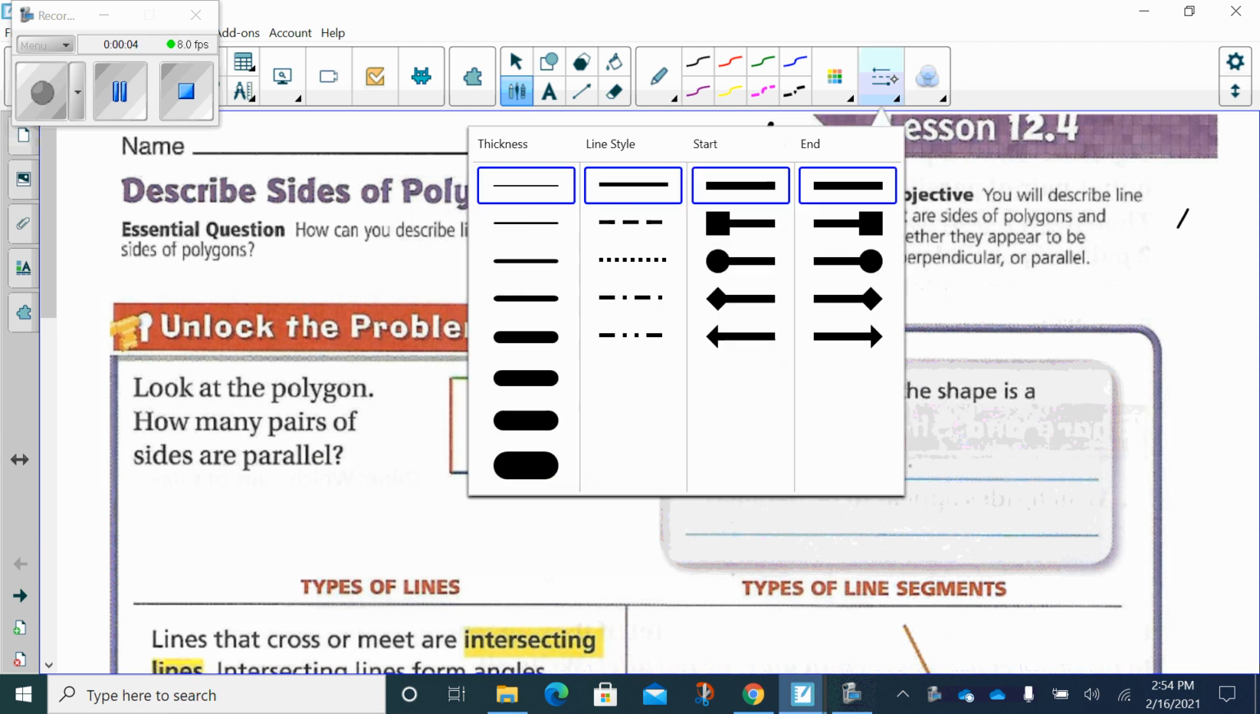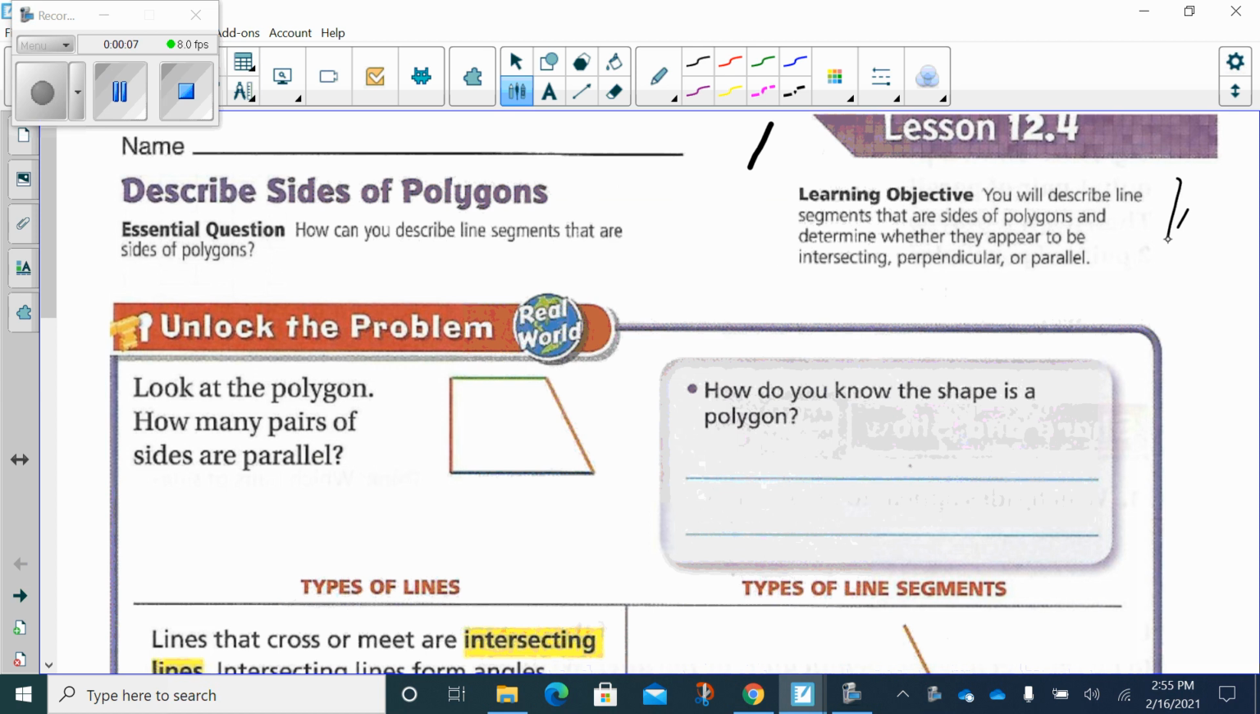Okay, ladies and gentlemen, we are going to be doing lesson 12.4, describe sides of polygons. We've discovered that polygons are closed shapes that are made of line segments, so the sides are straight and they're two-dimensional. We can describe the sides of polygons and determine where they appear to be intersecting, perpendicular, or parallel. Those are the three terms we are going to be using today to describe the line segments in a polygon.